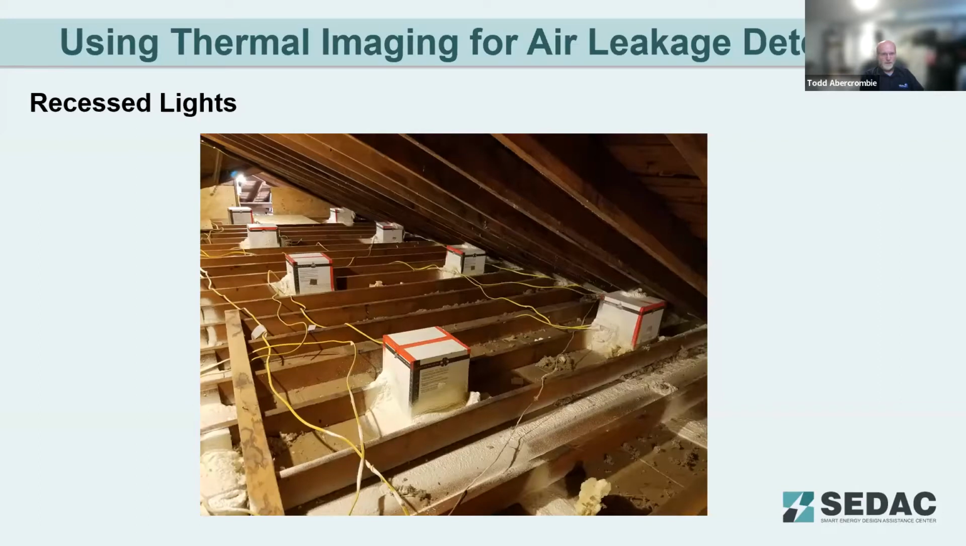This is an example of what that might look like. This is in an attic. These are recessed light can cover boxes. They're designed to cover recessed lights. They're cardboard boxes that have a fire coating on the inside to prevent ignition.